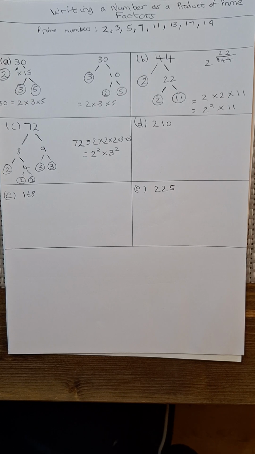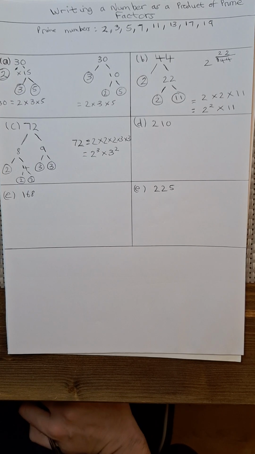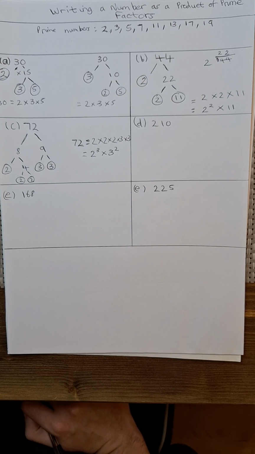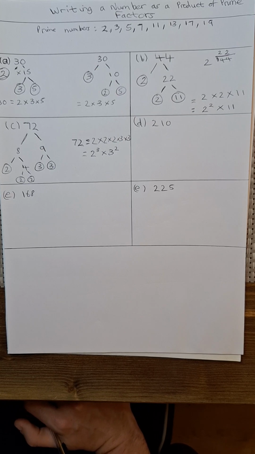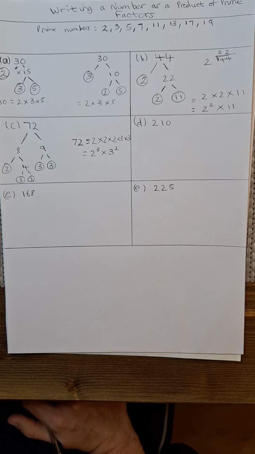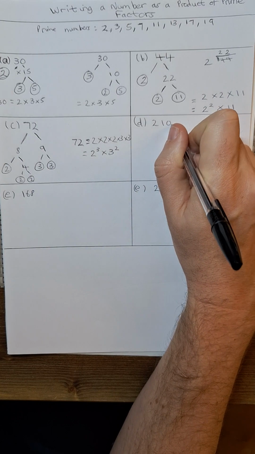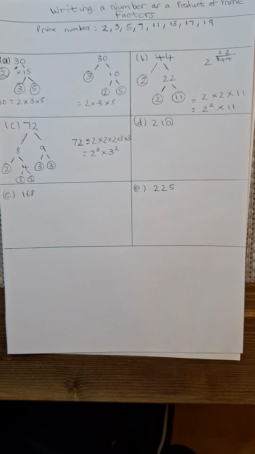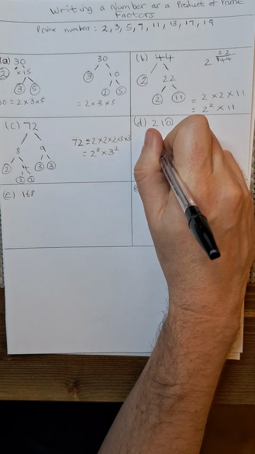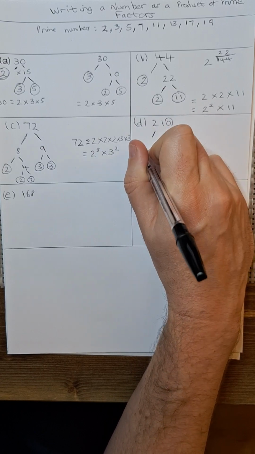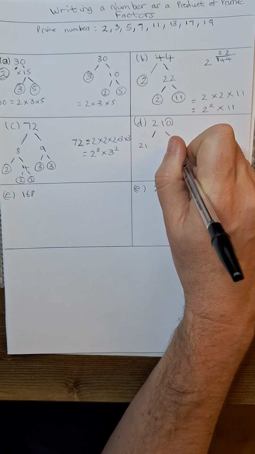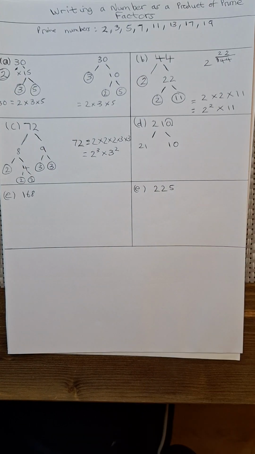Question D, 210. Don't be afraid, it's a much bigger number. However, same method applies. It's an even number, it ends in a 0, so we can divide it by 2. But as it ends in a 0, you know it divides by 10. So I'm simply going to divide by 10 by bringing your decimal point one place in. So we have 21 times 10 equals 210.